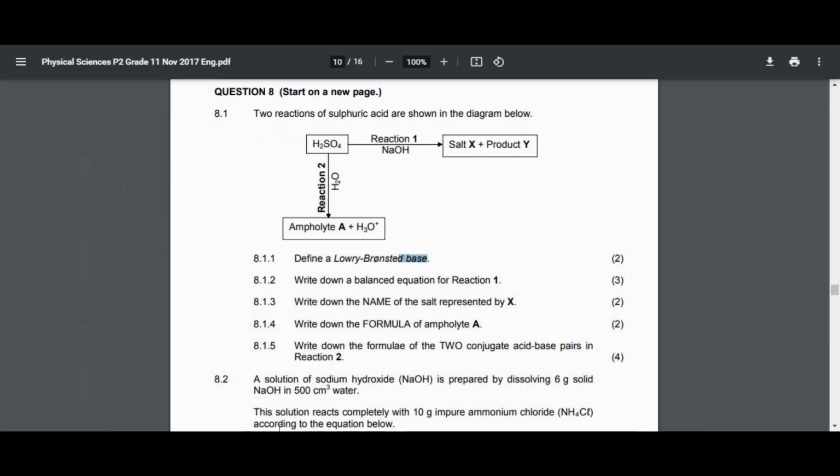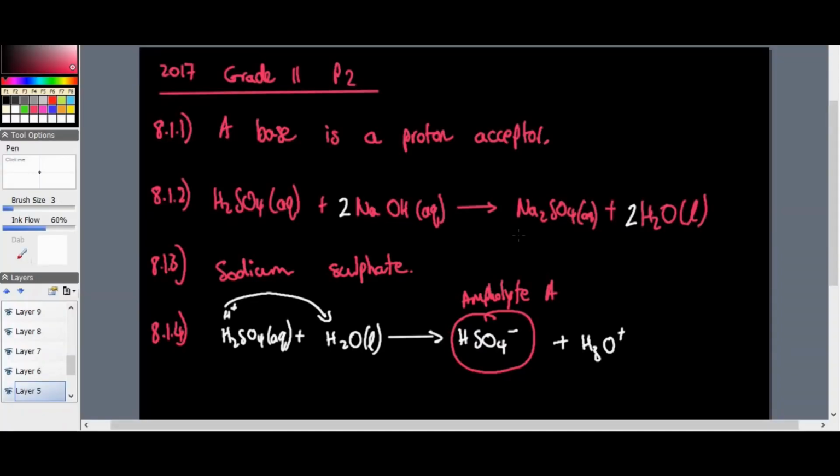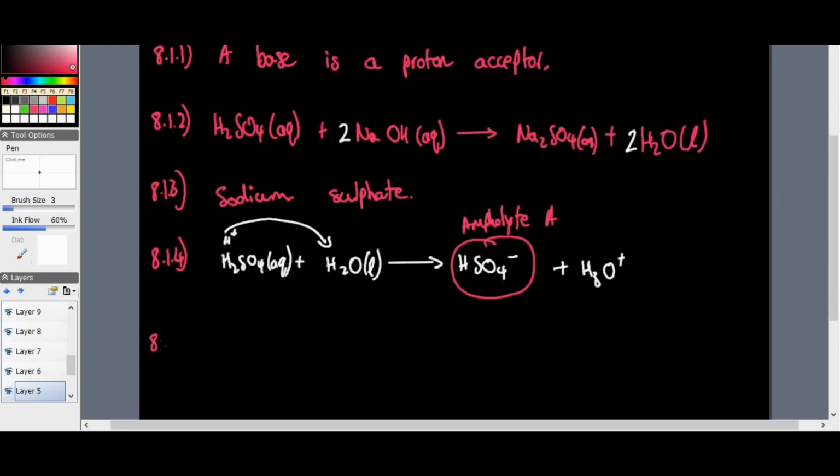Okay, and the last one for 8.1 though, before we get to 8.2, write down the formula of the two conjugate acid-base pairs in reaction 2. Okay, so you will have, of course, these two pairs here, the conjugate acid-base pairs. So for 8.1.5, from the above reaction, you will have HSO4 minus and H2SO4.